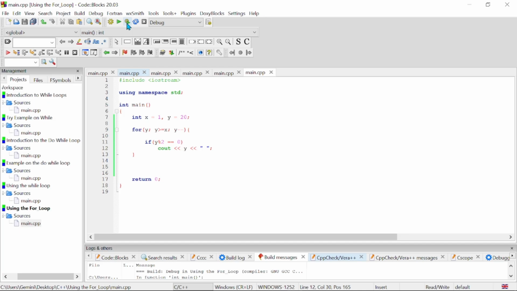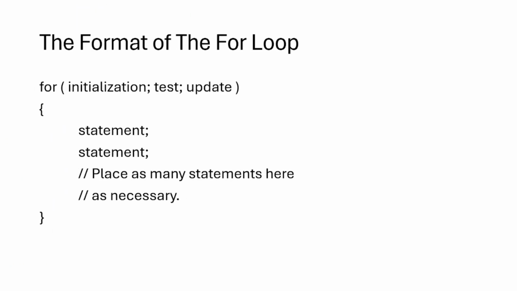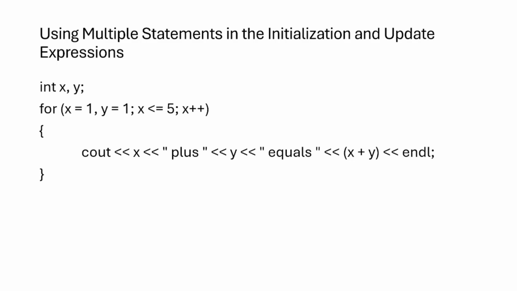Okay, so that's pretty much it. You can try to work around the for loop and try something new with it, right? So let's have a look at some other things we can do with for loop. So back here, what do we have here? Using multiple statements in the initialization and update expression.